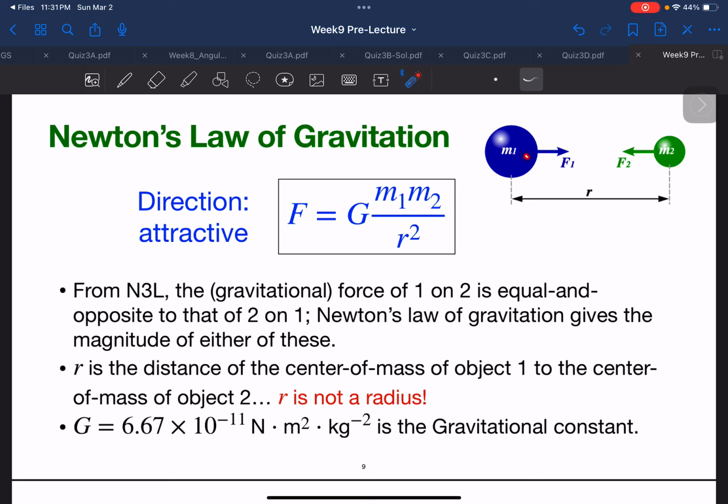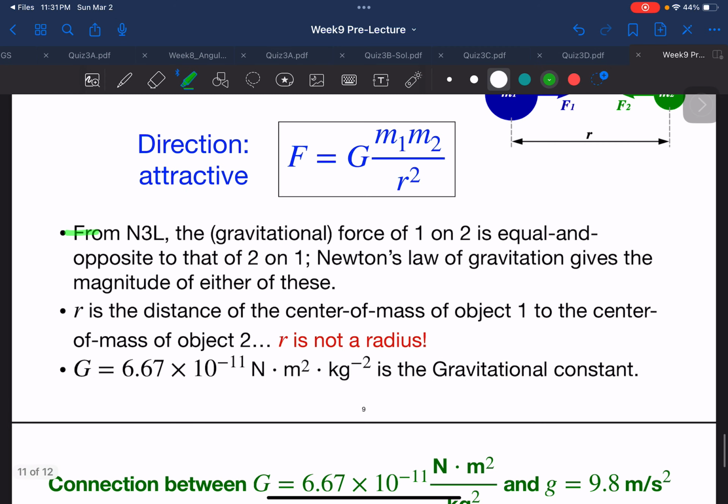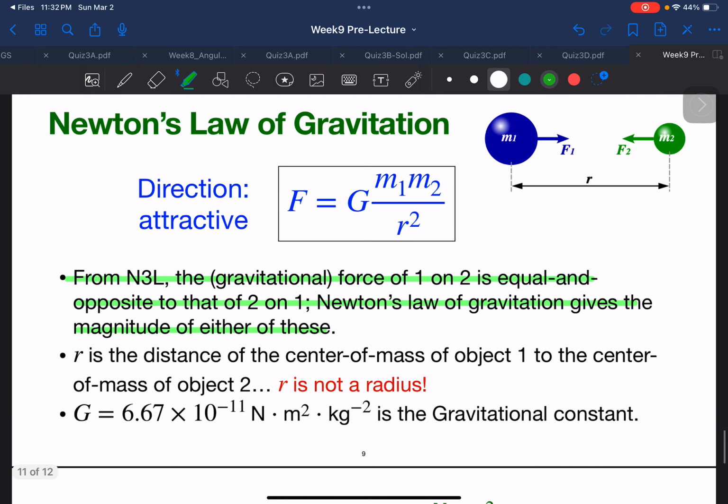So the force with which the green planet, or green mass, is pulling on the blue mass, that magnitude is equal to the magnitude with which the blue mass is pulling on the green mass. And this comes from Newton's third law, which we have talked about in great detail in our previous chapters. So in the same way, before we've talked about one thing pushing on another and how much the other thing pushes back.